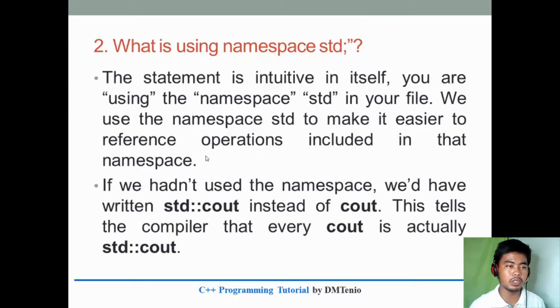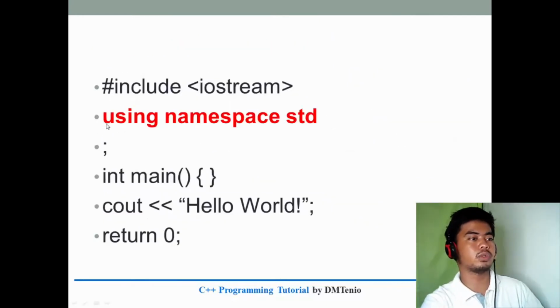So if we hadn't used the namespace, kung hindi natin gagamitin yung using namespace std, we would have written yung code natin as std::cout instead of cout lang diretso. So this tells the compiler that every cout is actually an std::cout. So medyo hassle to kasi kapag magco-cout tayo, magpi-print tayo, example hello world, every time na magpi-print tayo ay lalagyan natin ng std at saka itong mga tuldok na to. So kumpara kung gagamitin natin yung ating using namespace std. So ito yon, nandito na tayo sa using namespace std.